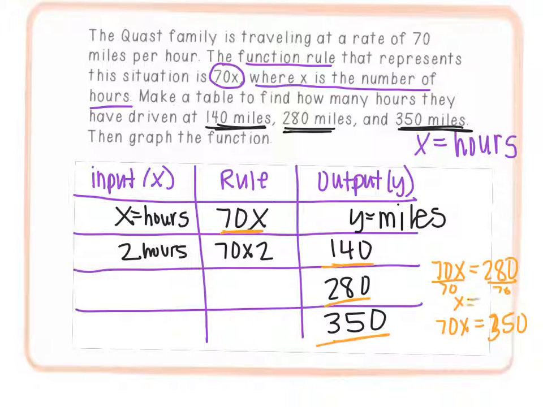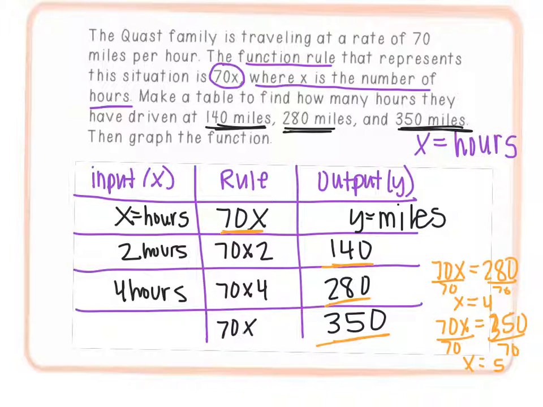I know that my x is going to equal, not about 4, it's going to equal 4, because I know that 4 times 7 is 28, so 4 times 70 would give me 280. So I'll fill that in, 70 times 4, and 4 hours, and then my output is the 280 that they gave us already. I'm going to do my last one, divide by 70, x equals 5. 70 times 5 and 5 hours.